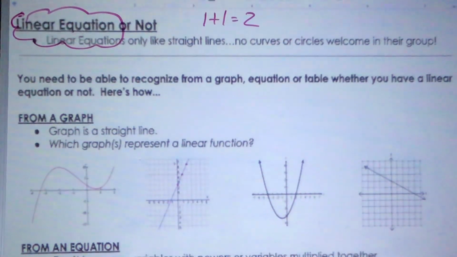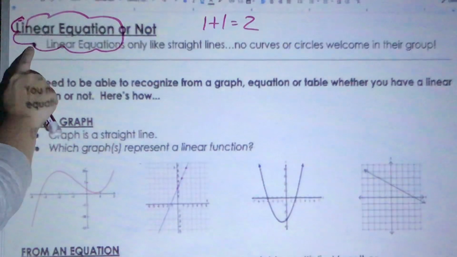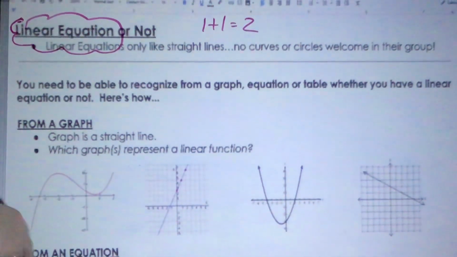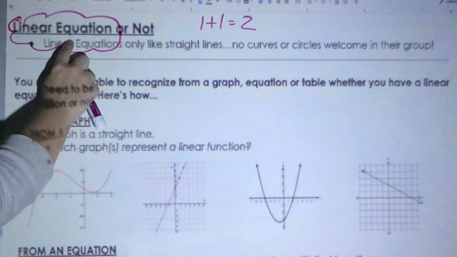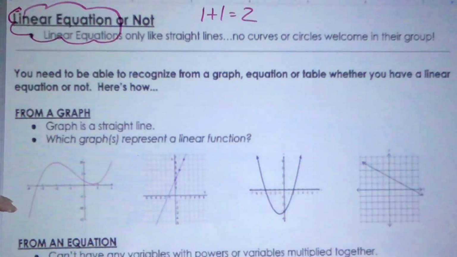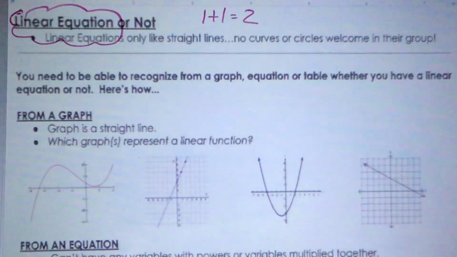Now, you've dealt with linear equations. That's all we've dealt with this year, really. A linear equation is an equation that if you graphed it, you would get a straight line. They don't like circles, they don't like curves. Only straight lines get to be called linear equations. And so today, we're going to show you how to decide from a graph if an equation is a linear equation, from an equation, and then from a table.